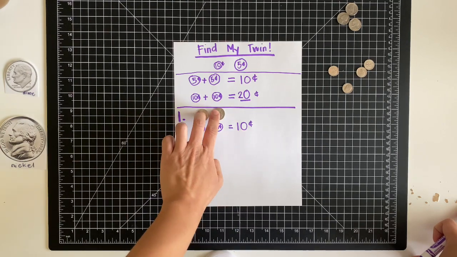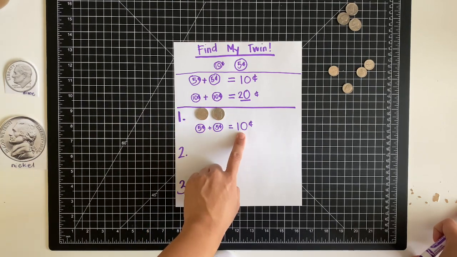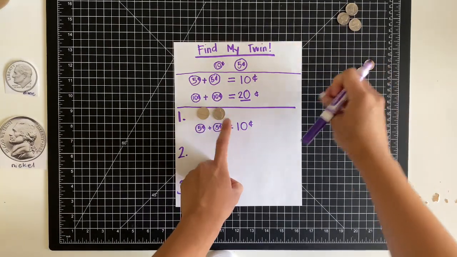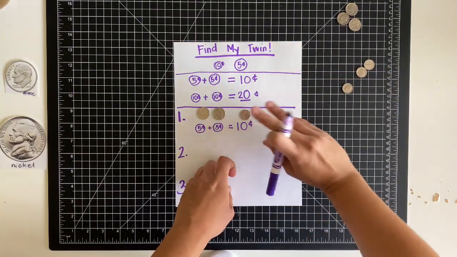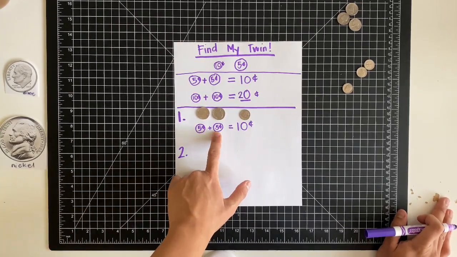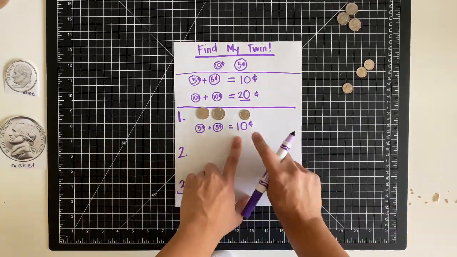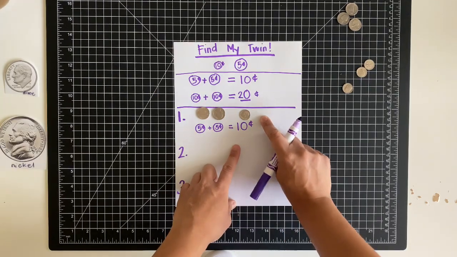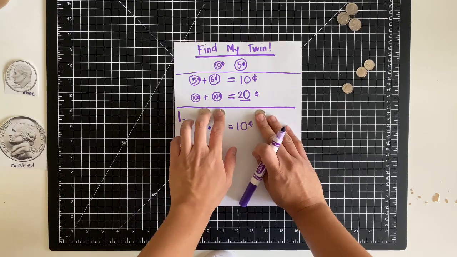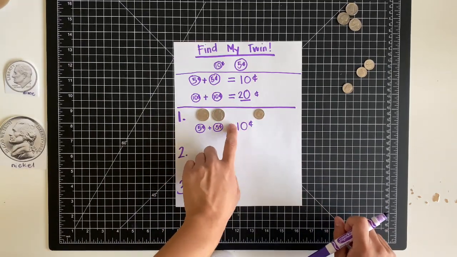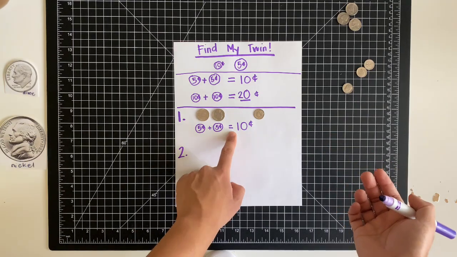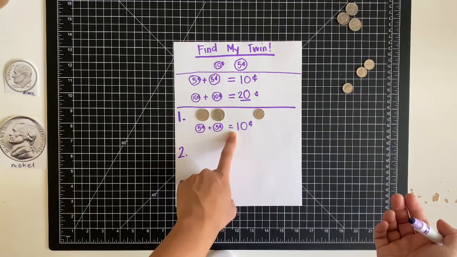So 2 nickels equals 10 cents, so that means 2 nickels equals 1 dime. Because look, 5 plus 5 equals 10. And 10 cents is the value of 1 dime. So that means 2 nickels equals 1 dime. They are the same. Remember, friends, equal is the same.